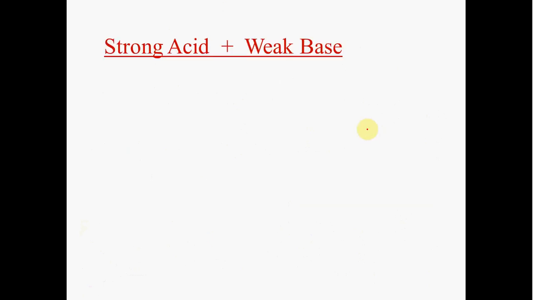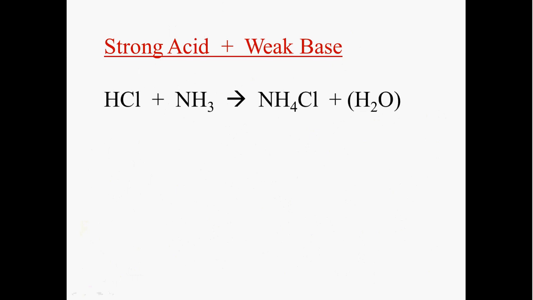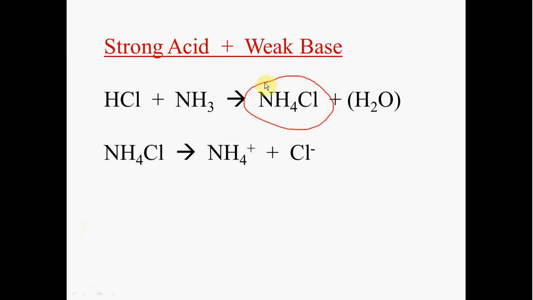When you titrate a strong acid with a weak base, you're going to get this type of salt. So strong acid HCl with the weak base ammonia forms ammonium chloride and water. The ammonium chloride salt would dissociate to these ions. This ion, being the weak conjugate of a strong acid, will not further react with water. This ion will continue to react with water since it's the strong conjugate acid of a weak base.